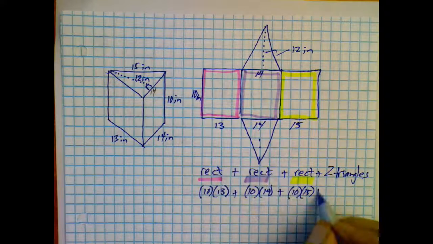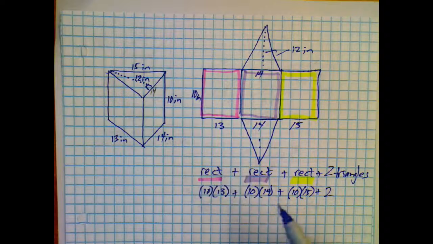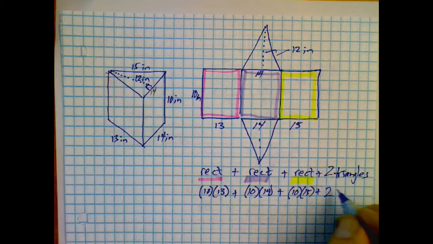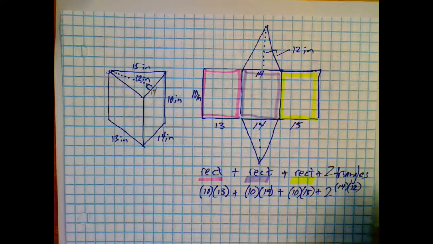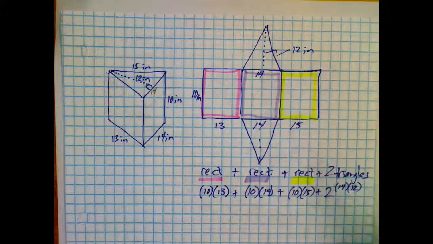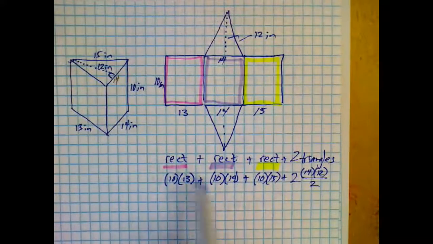Now I have two triangles. So I have two, and they're both the same. They have a base of 14 and a height of 12. And remember, the area of a triangle, the formula is base times height divided by 2. So I have to take that and divide it by 2. So now I've got numbers to go with my word expression. Now I just have to complete the calculation.